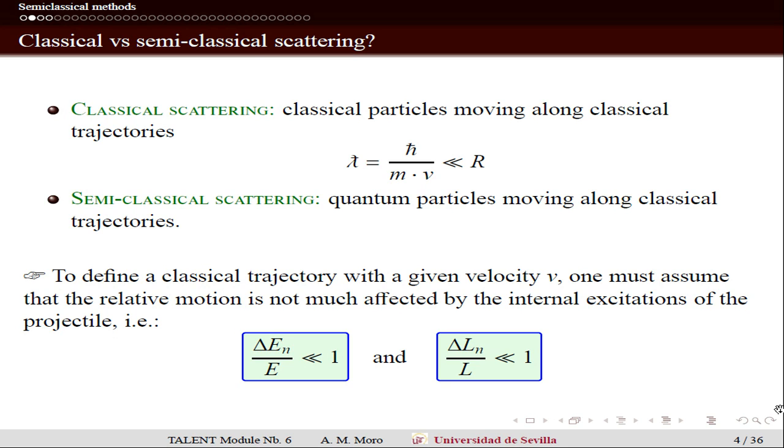And also the angular momentum. When we produce an excitation, we are typically changing the angular momentum, the spin of the nucleus. And again, this angular momentum comes from the relative orbital angular momentum. So in general we also have this condition, in order to define a meaningful classical trajectory, characterized maybe by some velocity and some equation of motion that can be solved with classical equations. Okay, so these are our constraints to be able to apply this semi-classical picture.